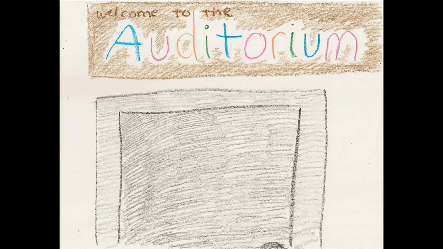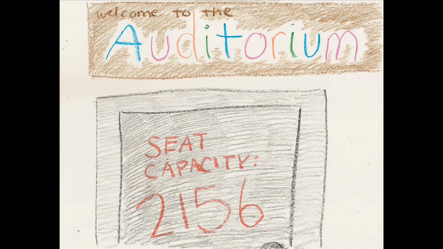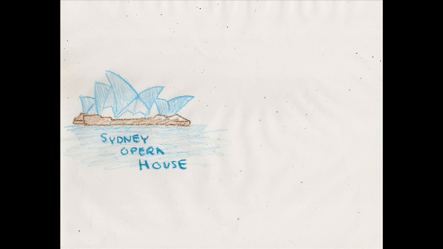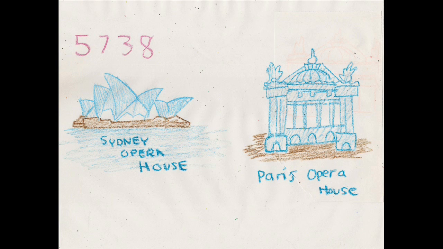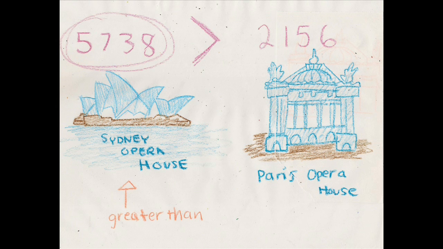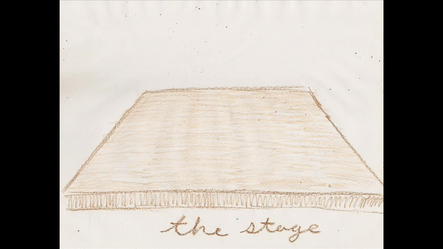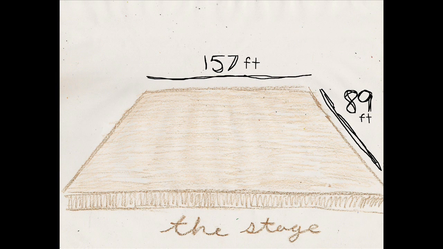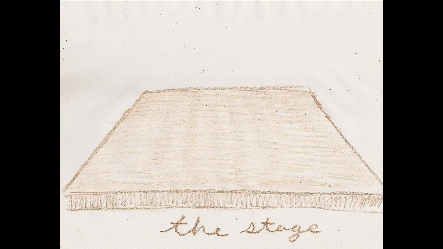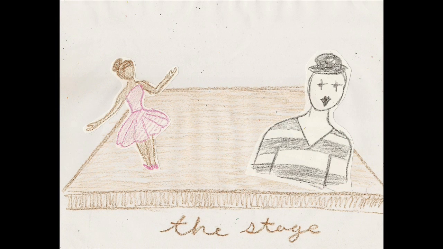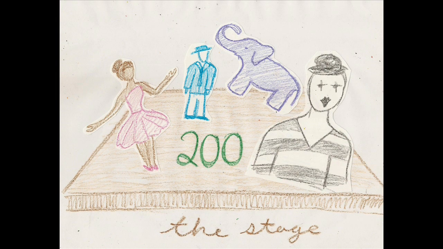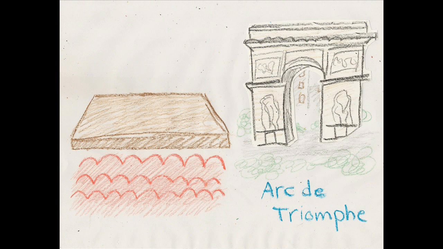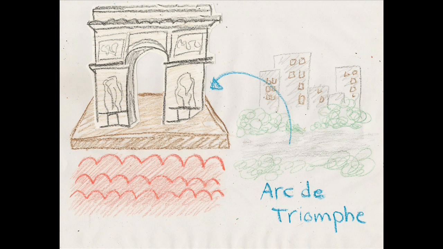The auditorium itself can only seat up to 2,156 people. Compared to the Sydney Opera House, which has a seat capacity of 5,738, this seat capacity is not much. The seats face the stage, which is 89 feet in depth and 157 feet in width. That meant that the stage could fit 200 dancers, mimes, actors, and even animals. It was even large enough to fit the entire Arc de Triomphe, which meant that it was incredibly large.